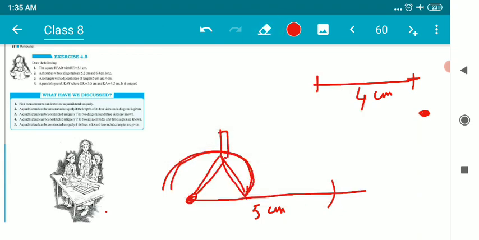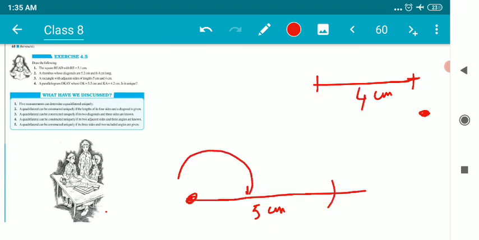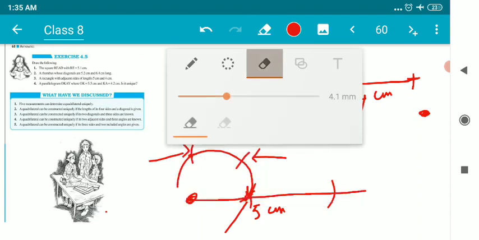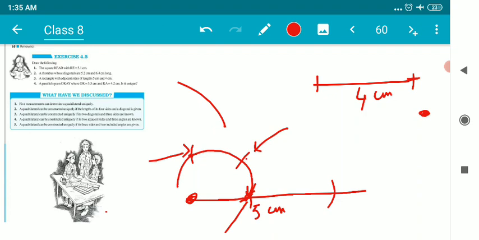As we all know how to construct 90 degrees, children, after giving the arc like this, with the same measure, I'll place at this point and draw one arc like this. With the same measure, I'll place at this point and give one arc like this. Now with the very same measure, I'll place the needle of the compass at this vertex and give one arc like this. Again, with the very same measure, I'll place here at this point and give one arc like this.